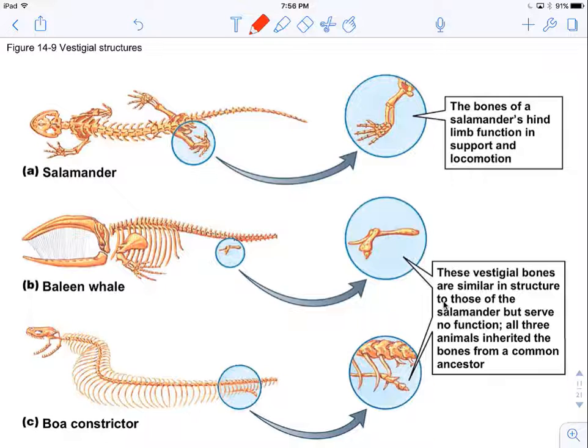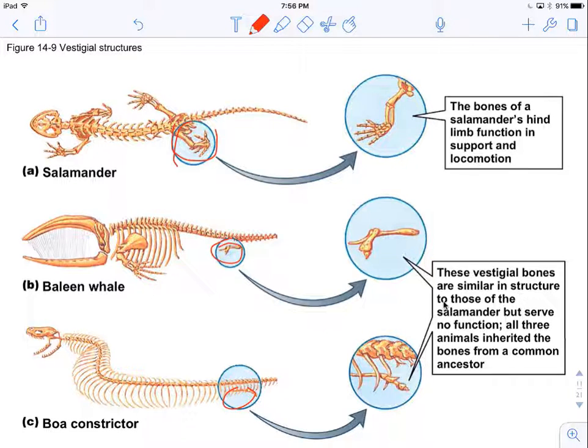And if you look here, here's the hind limb of a salamander. They still truck around the land, so they need one. Okay, but a whale and a snake have these vestigial hind limbs. You don't see them externally. They don't really serve a purpose, but they are still there.